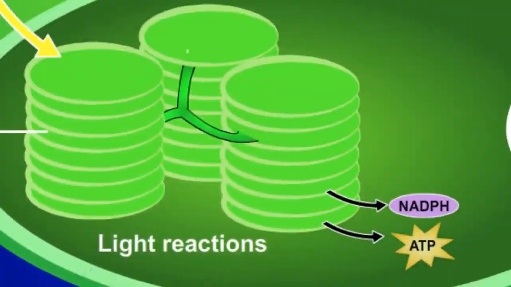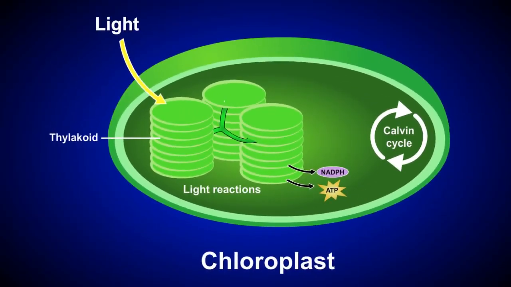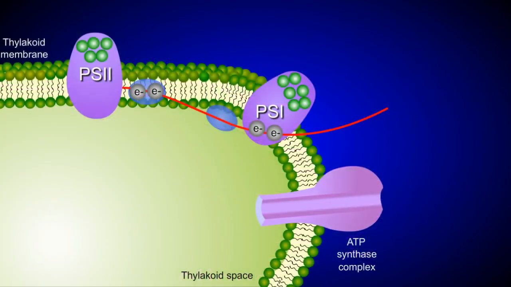Let's zoom back out for a moment and return to our chloroplast. Remember from the beginning of this tutorial that the light reactions produce both ATP and NADPH. We've just seen how ATP is produced, but what about NADPH? Let's zoom back in to take a closer look. Notice these electrons over here where we left them at photosystem 1.